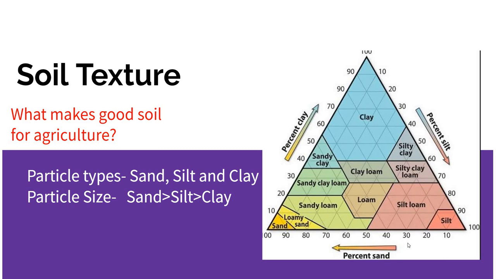So, for example, suppose I had a soil which was 70% clay, and then 20% sand, and that leaves 10%. There's the 10% over here. So we would say that that sort of soil would be classified simply as clay.